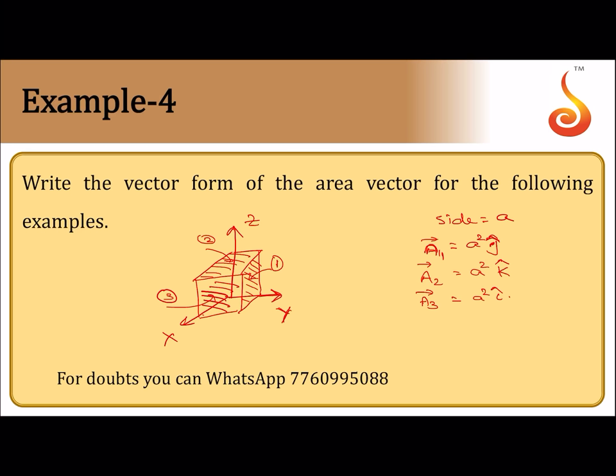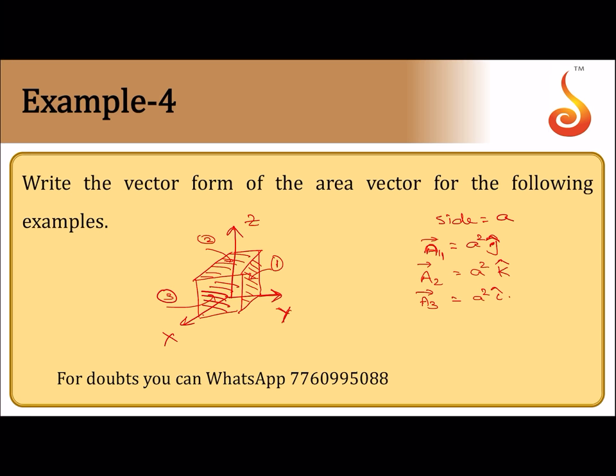Kindly note it down. Now, a cube has how many faces? It has 6 faces. I've given you 3. The other 3 are on the back side of the cube. And if you look at the normal, they actually point to the opposite. So the face which is opposite to 1, suppose I call it 4, instead of pointing on the plus y axis, it'll point along the minus y axis.